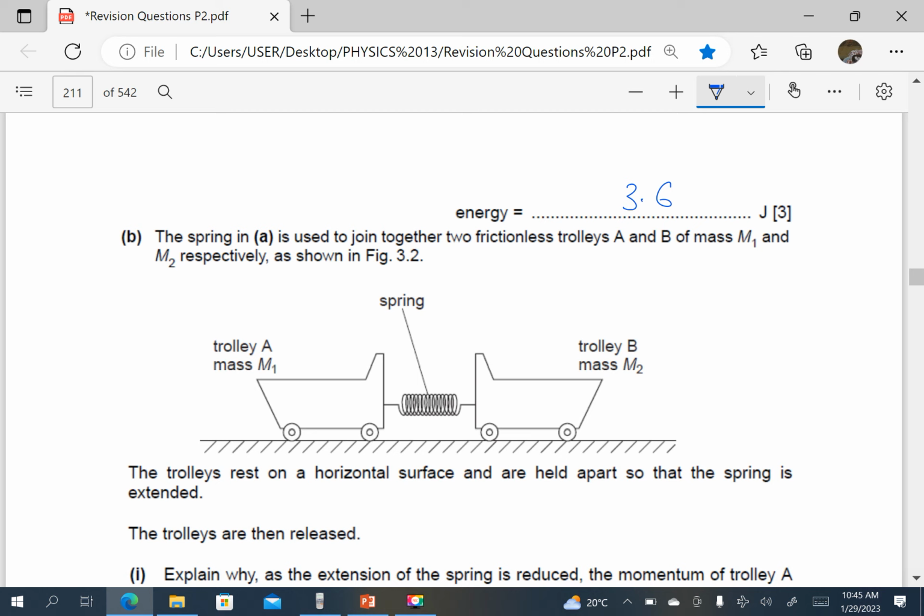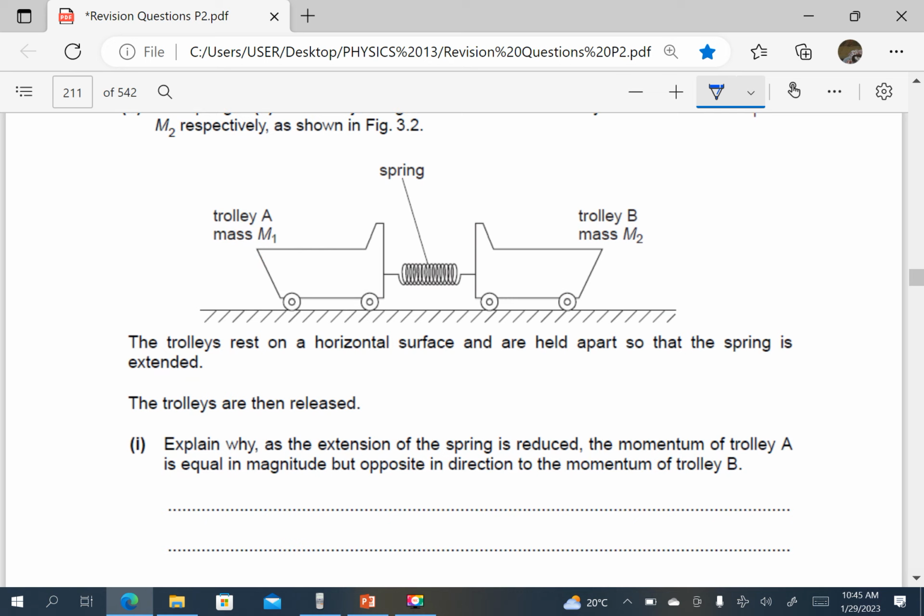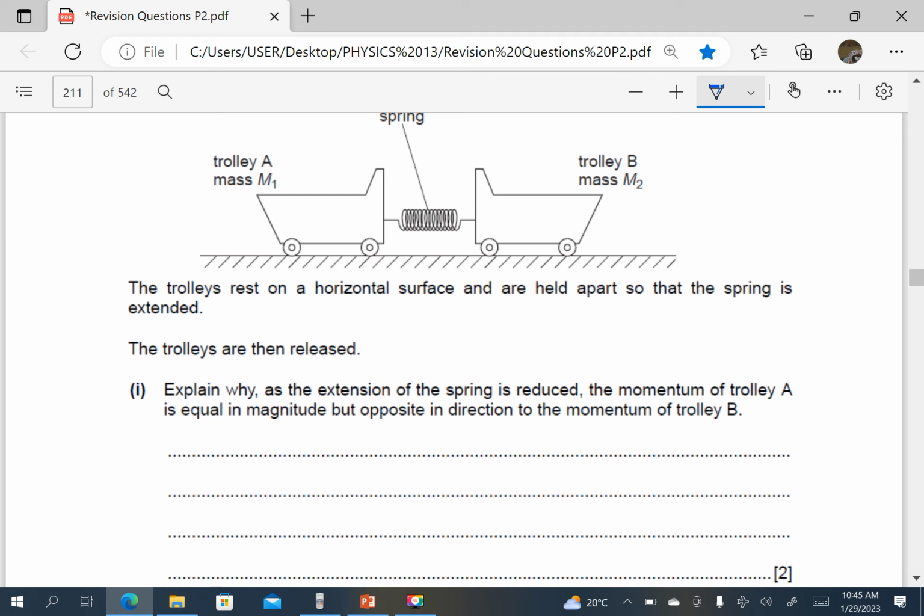The spring in A is used to join together two frictionless trolleys, A and B, of mass M1 and M2 respectively, as shown in the figure. The trolleys rest on a horizontal surface and are held apart so that the spring is extended. The trolleys are then released. Explain why, as the extension of the spring is reduced, the momentum of trolley A is equal in magnitude but opposite in direction to the momentum of trolley B.